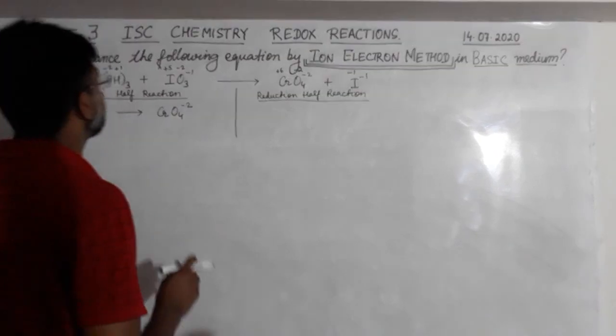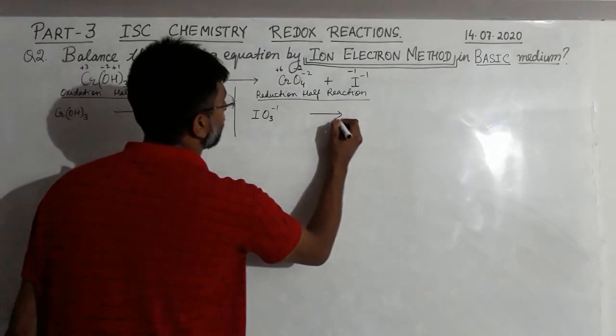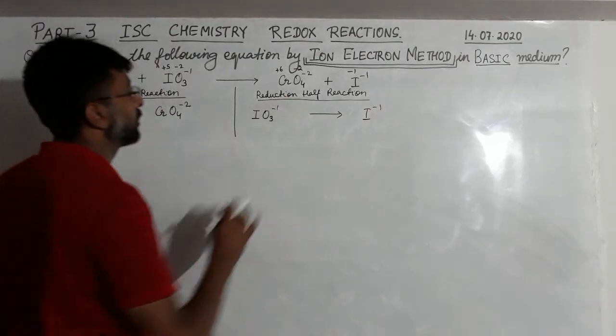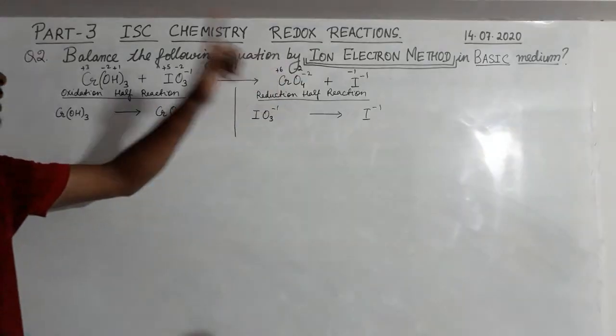And reduction, let us see: iodine from plus 5 is becoming iodine minus 1. So there is a decrease in oxidation number. So here I will write IO3 minus, put an arrow, it becomes I minus. Here there is a decrease in oxidation number, so that is the reduction half reaction.